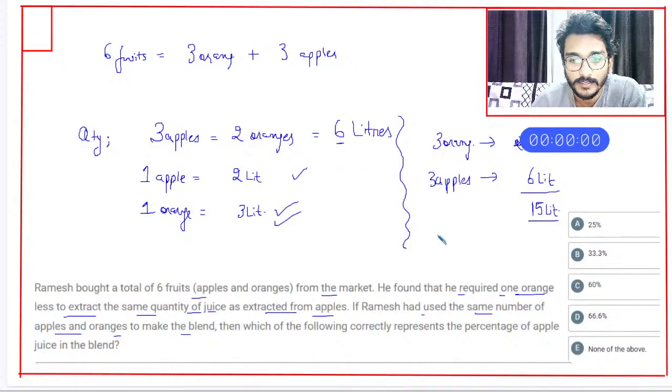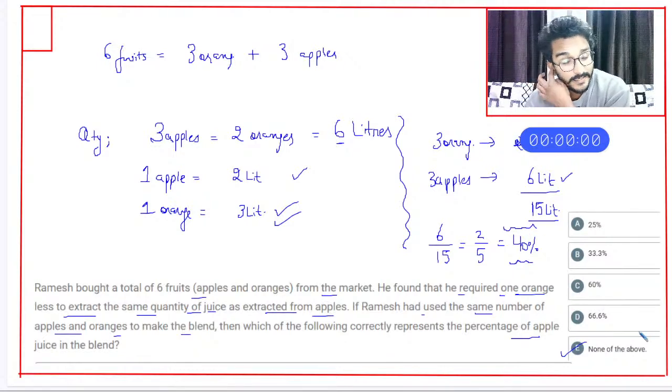So how much is the percentage contribution of the apple? Apple is contributing 6 liters, so it is 6 with respect to 15, that is 2 with respect to 5, which is 40%. So option E is the answer. Do not get confused. You can take 1-2 minutes more to recheck, because somehow the options may not match your answer, but still if you got the same answer, have your confidence and mark option E. Okay, moving to the next question now.